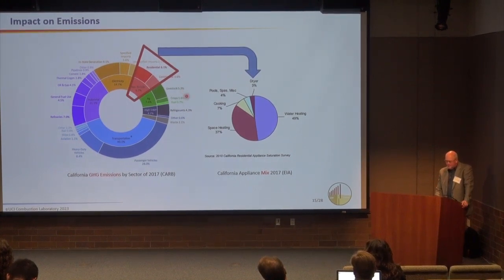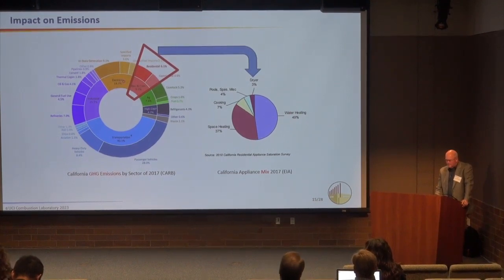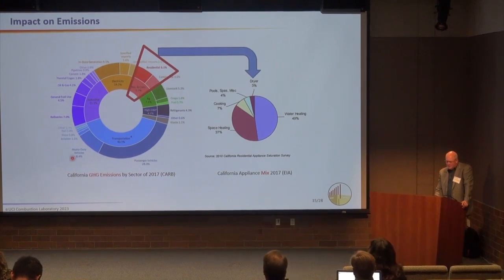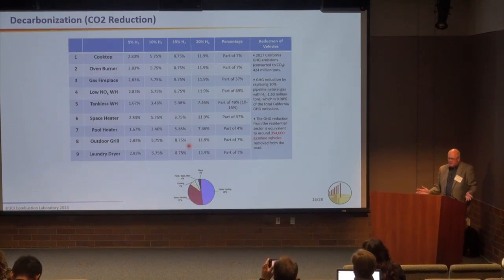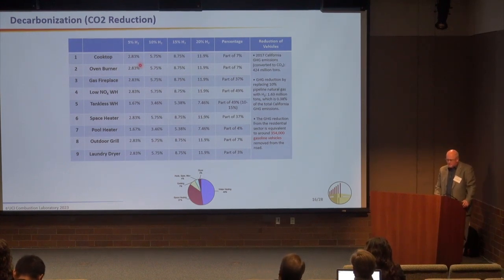And remember, within this pie, this is the mix. About half of this greenhouse gas emission is coming from water heating, another half maybe from space heating. We aren't commenting on any of these other devices at this point. So if we look at greenhouse gases, so CO2 reduction, here's a table of the implications for all of these devices if we put in, say, 20% hydrogen.